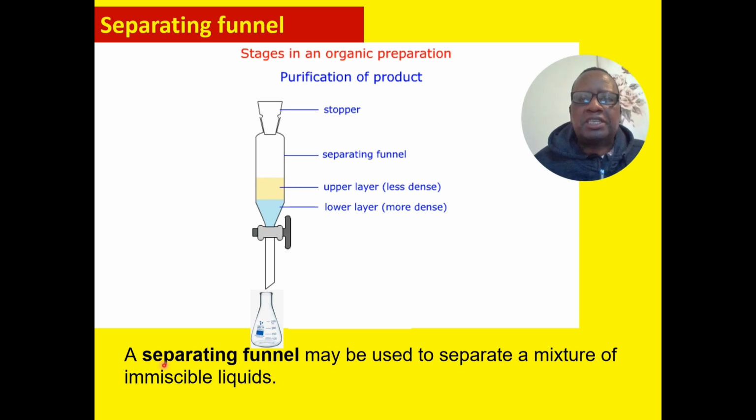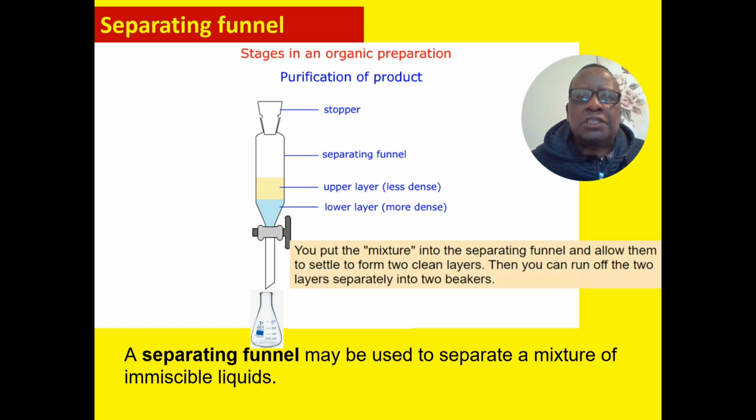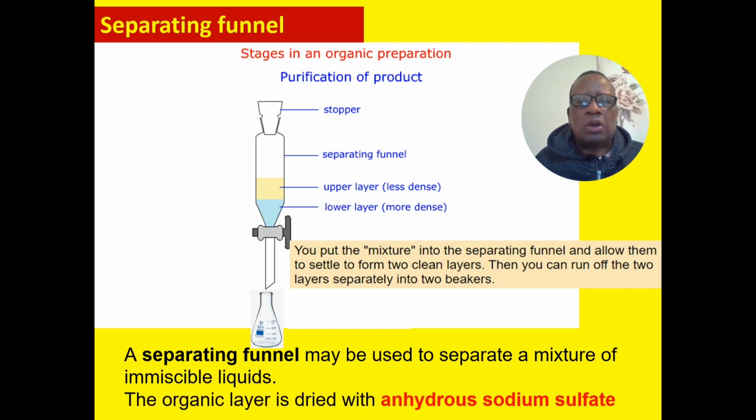A separating funnel may be used to separate a mixture of immiscible liquids. These are products that don't mix with each other. So what you basically do is you put the mixture in the separating funnel, allow them to settle to form two clean layers, then you run off the two layers separately. The organic layer is dried using sodium sulfate.